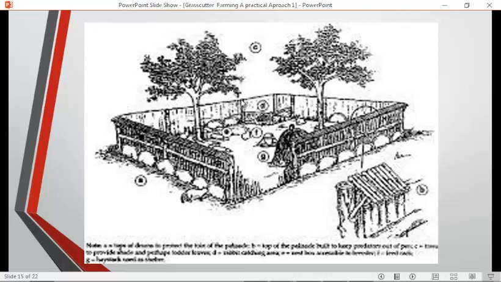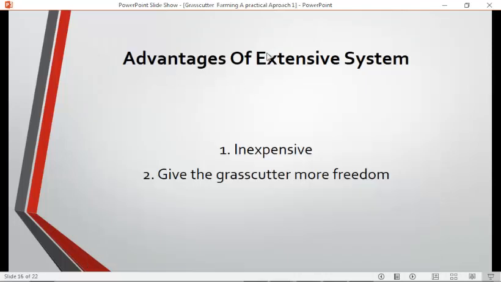You see, this is fenced round, usually with iron mesh or bamboo or wall. You plant shrubs inside and you put in the grasscutter and they take care of themselves. The advantage of the extensive system is it's very inexpensive. The grasscutter have more freedom to move around, so the stress is not really there. They are not really agitated because it's very wide. They can run around, have places to hide, so they are happy.